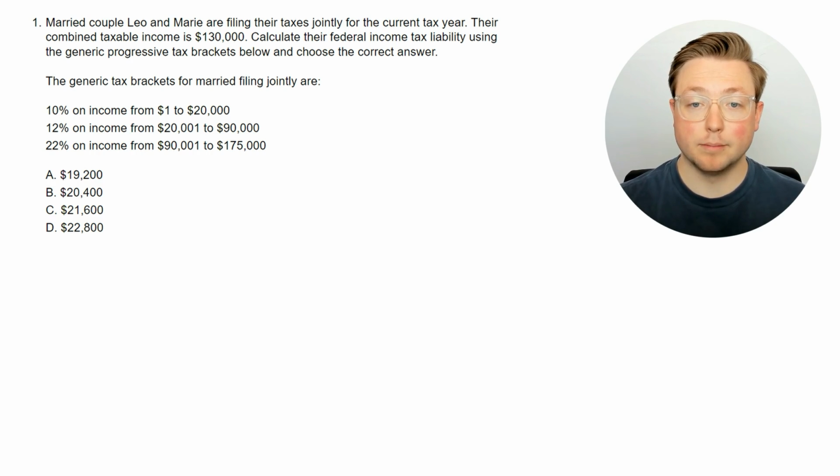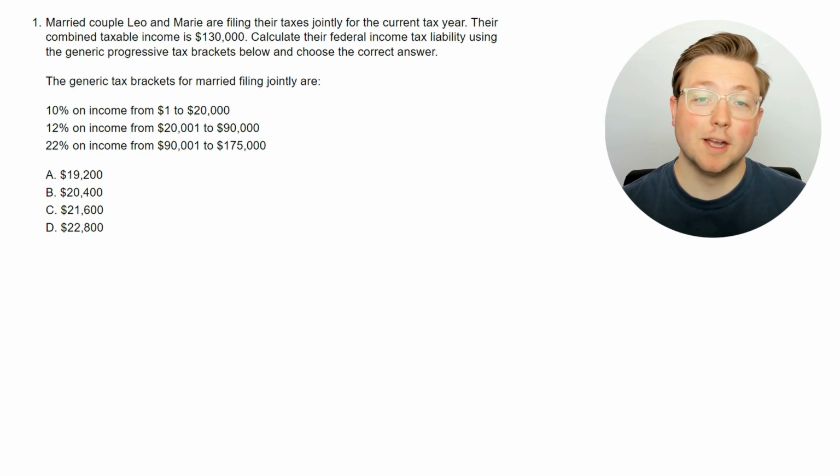Married couple Leo and Marie are filing their taxes jointly for the current tax year. Their combined taxable income is $130,000. Calculate their federal income tax liability using the generic progressive tax brackets below and choose the correct answer. The generic tax brackets for married filing jointly are 10% on income from 1 to 20,000, 12% on income from 20,001 to 90,000, and 22% on income from 90,001 to 175,000.